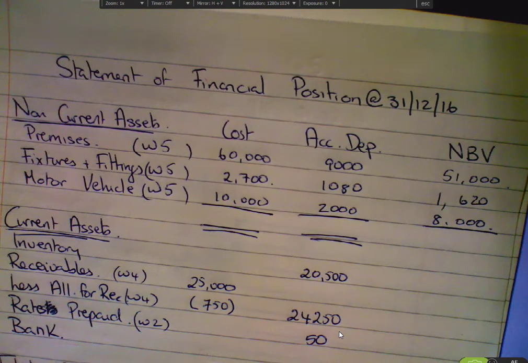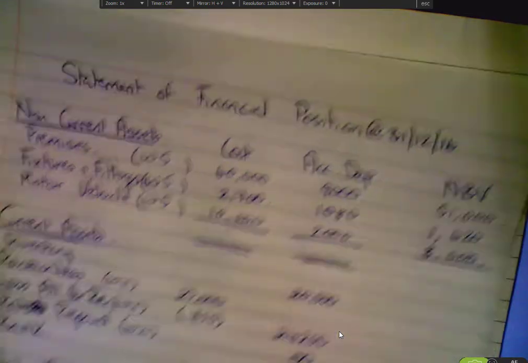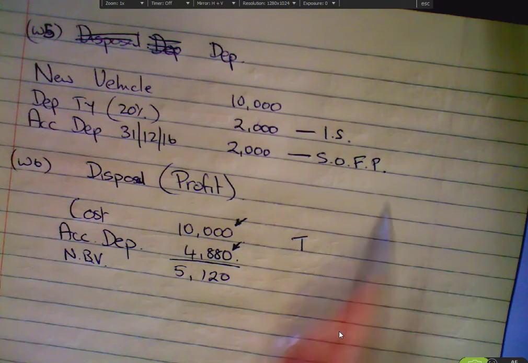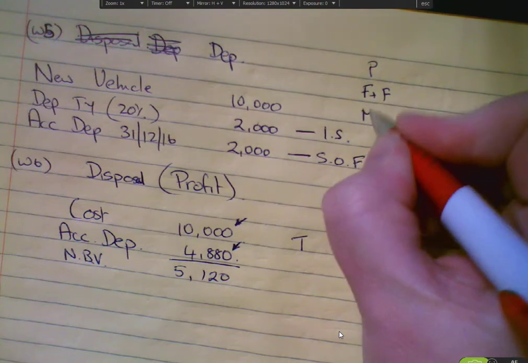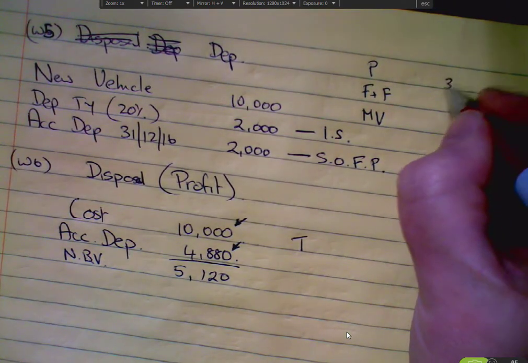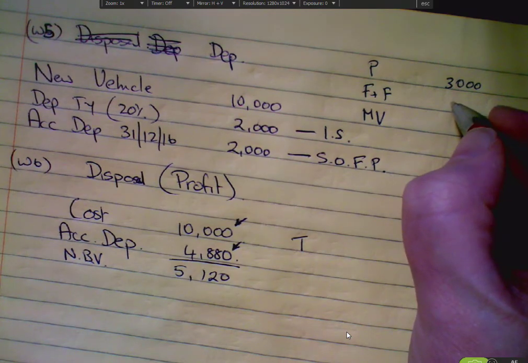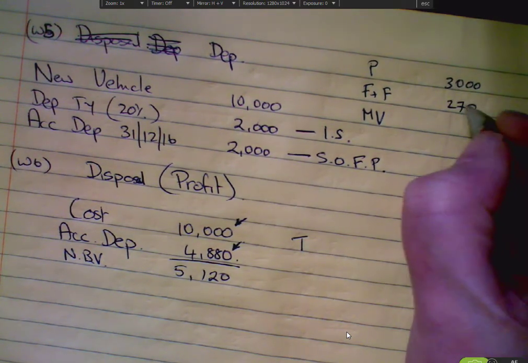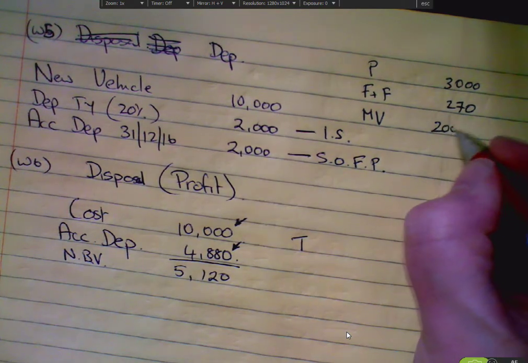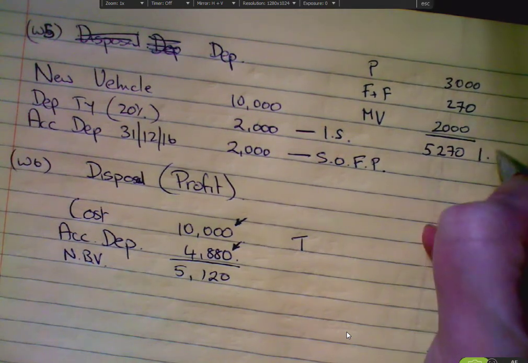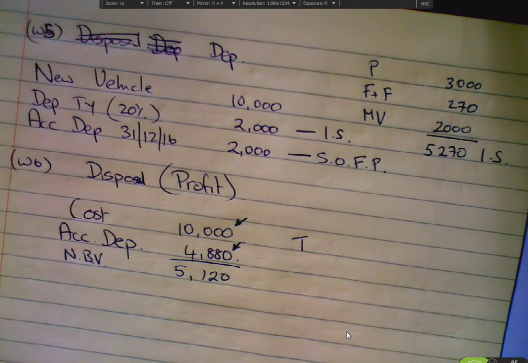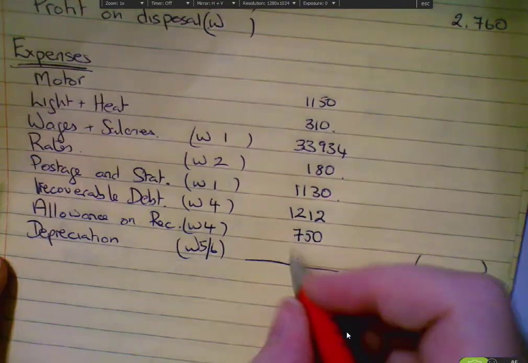We're going to do that as a number 6 working, but we've one final thing to do with regard to working number 5. We've got to say premises, fixtures and fittings, and motor vehicle, and add all of those together: 3,000 for premises, 270 for fixtures and fittings, and 2,000 for motor vehicles. So that's 5,270, the full figure for the income statement for my depreciation.